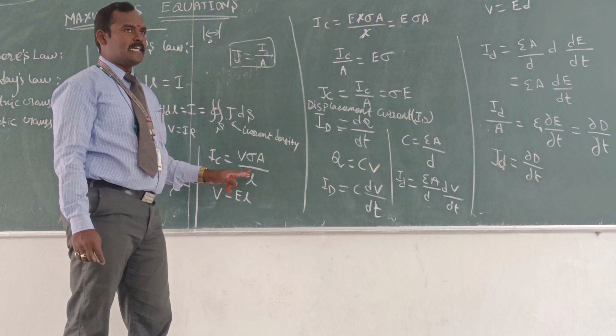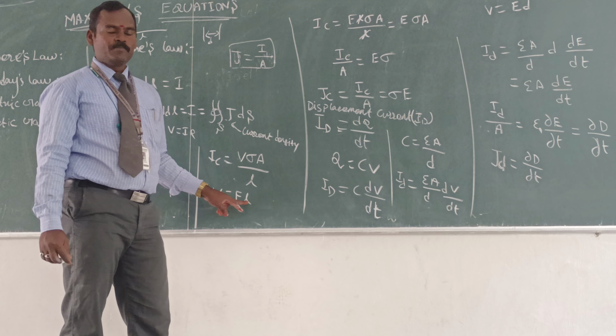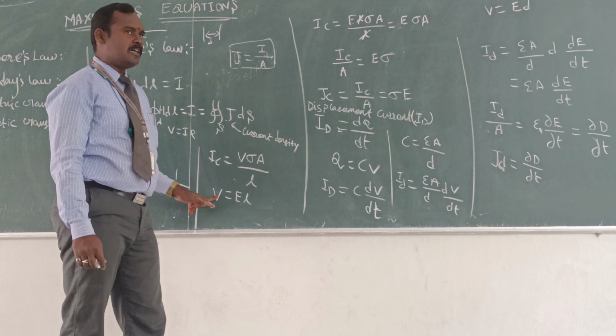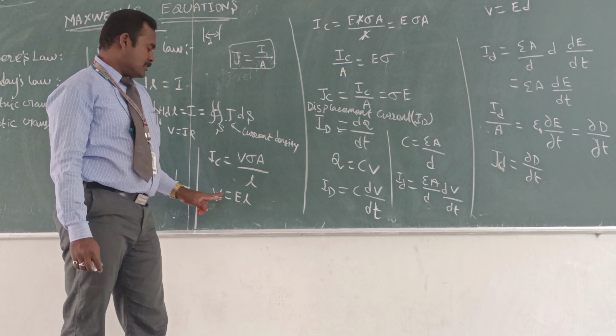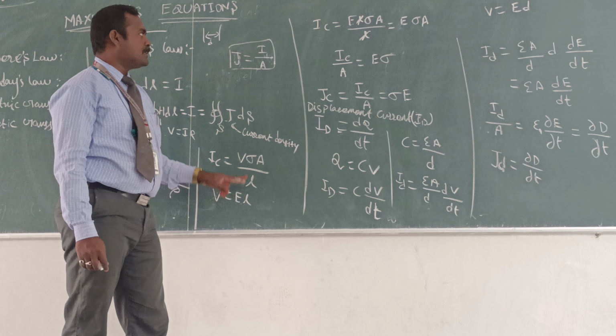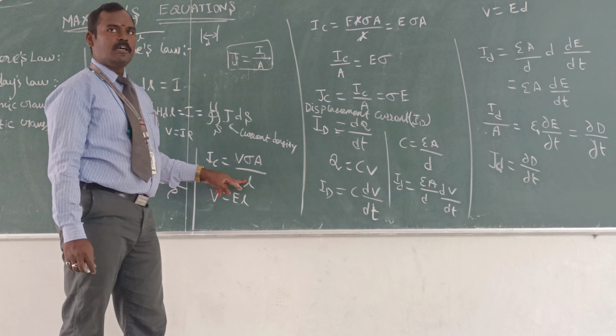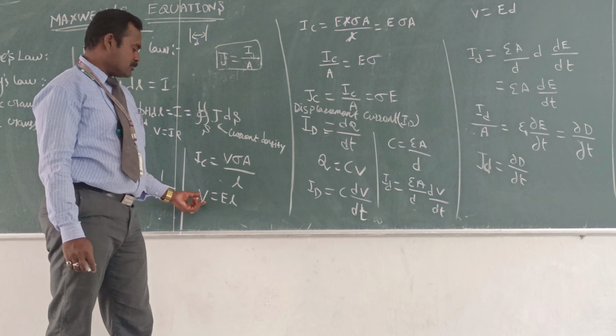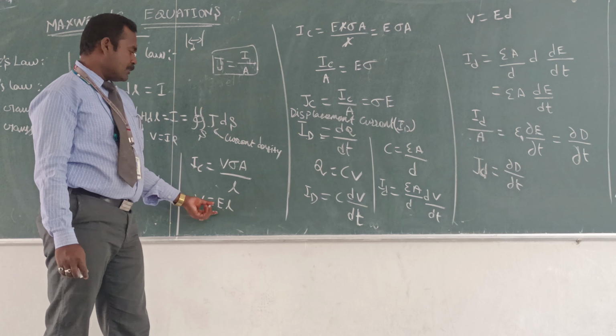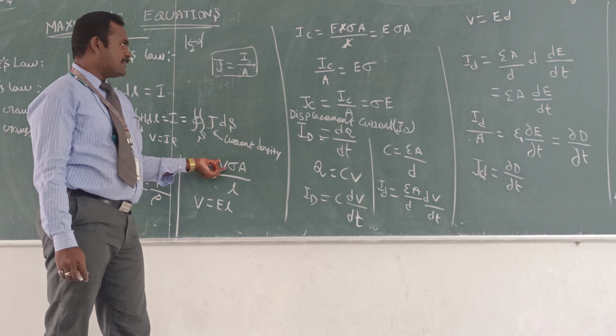The distance may be the length or distance between the plates. That is the relationship between the electric potential and the electric field: V should be equal to E into L, because here we have used the notation L. So here also we consider V equal to E into L, and we can substitute that in the previous expression.